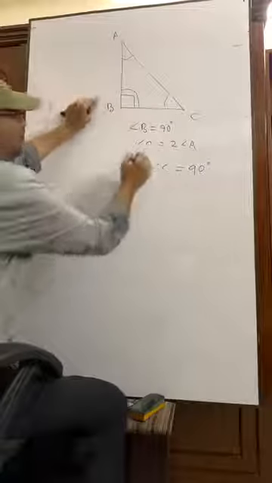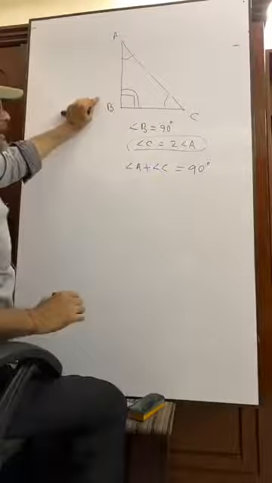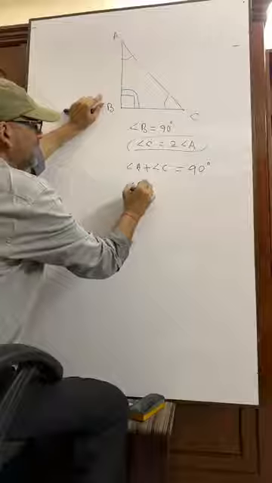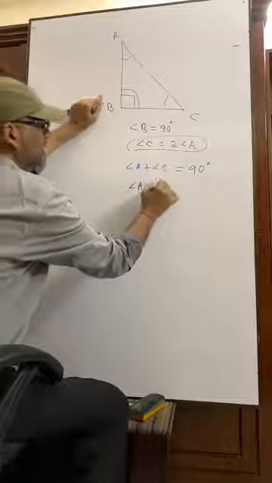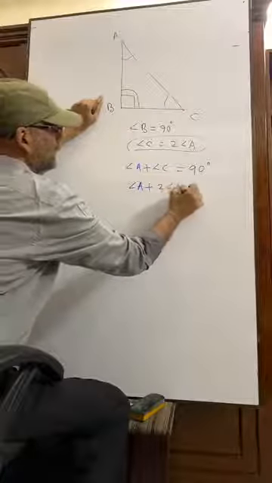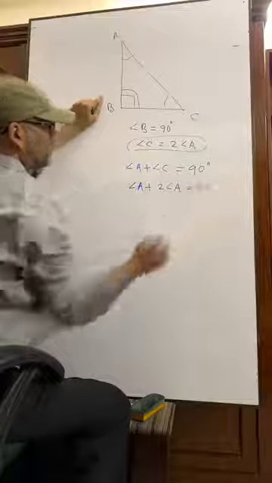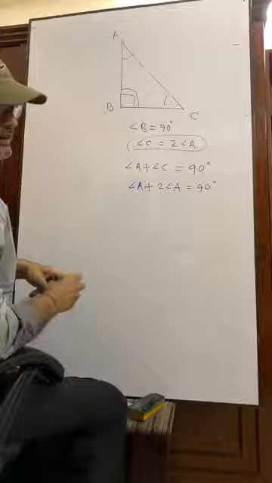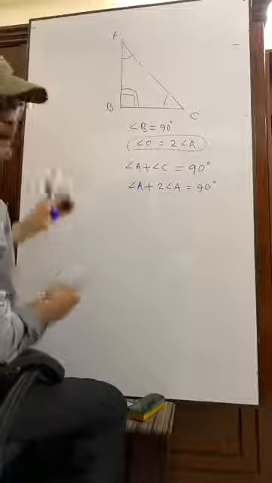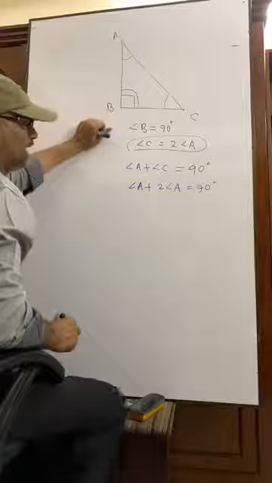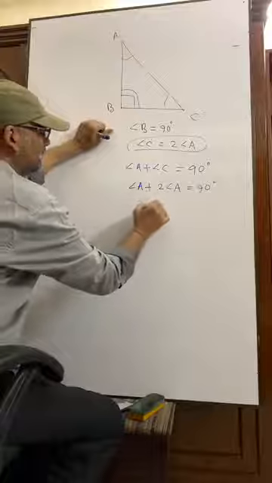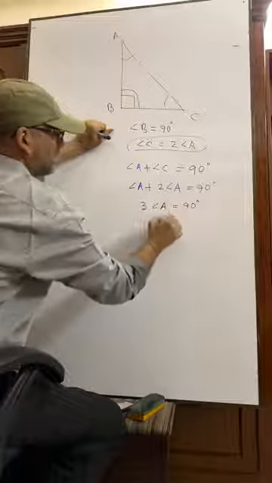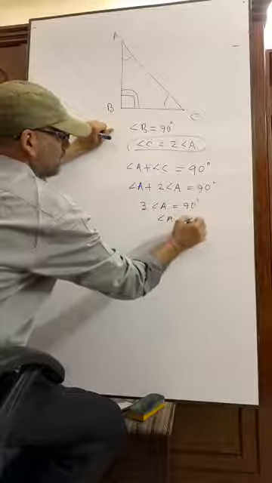Now, what is the value of angle C? We see here the value of angle C is equal to twice angle A. Write down angle A plus, put the value of angle C, that is 2 angle A, equals 90 degree. That means 3 angle A is equal to 90 degree. So we are getting angle A equals 30 degree.